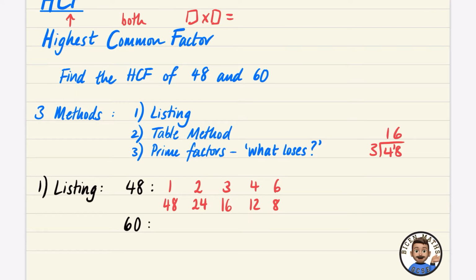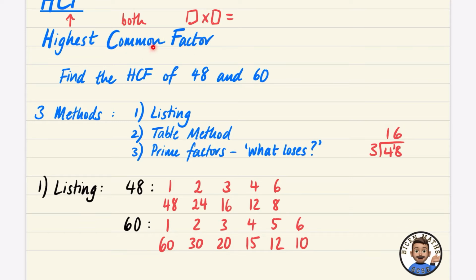Now we do the same thing for 60. So 60 is 1 multiplied by 60, 2 multiplied by 30, 3 multiplied by 20, 4 times 15. It's in the 5 times table, it's 5 times 12. It's in the 6 times table, which is 6 times 10. It's not in the 7 times table. It's not in the 8 times table. And it is not in the 9 times table. But then when we come back to the 10 times table, we know that we've got them. So we've done all the factors.